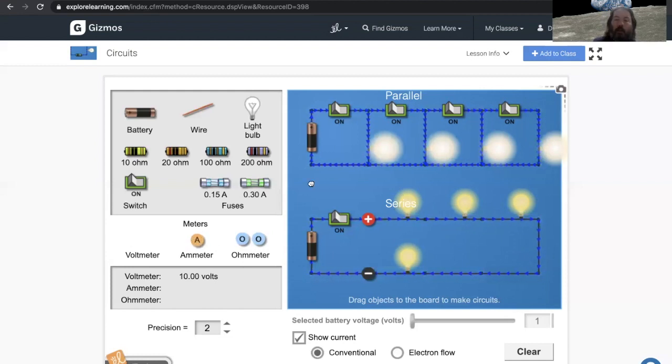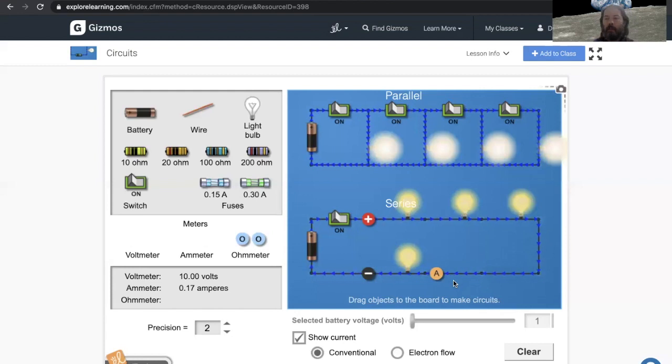So let's take a look at the current. The current here is 2.6, 2.6, 0.67, 0.67, 0.67, 0.67, 1.33, 2.0. So you can see that the current is different in different parts of this circuit. Whereas if we look at this, 0.17, 0.17. What you're going to notice with the series circuit is the current is the same throughout.